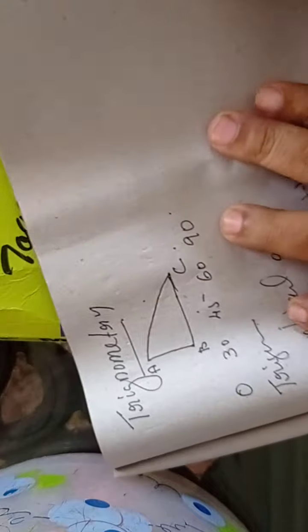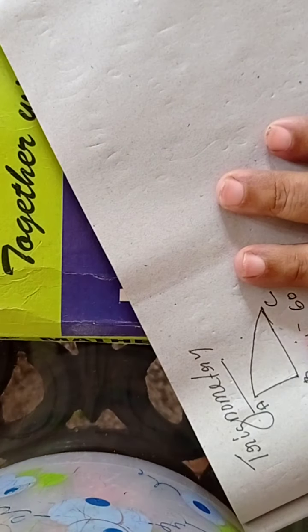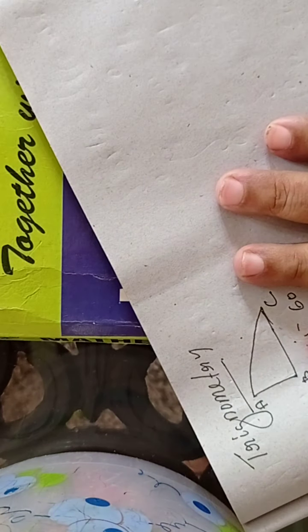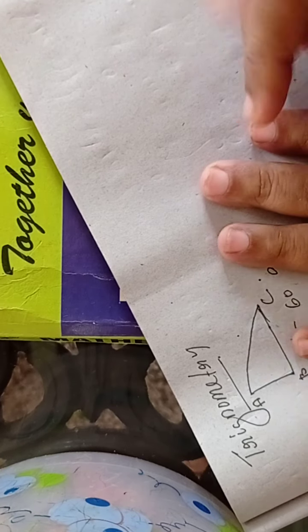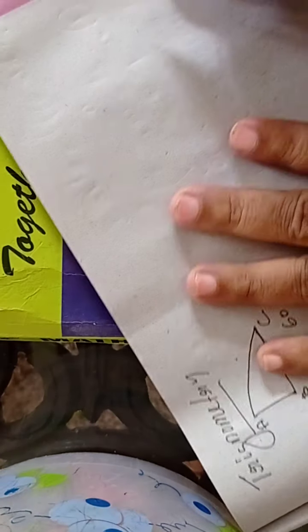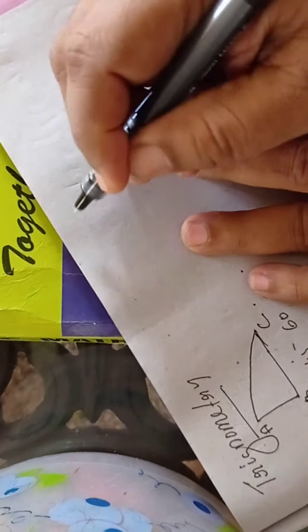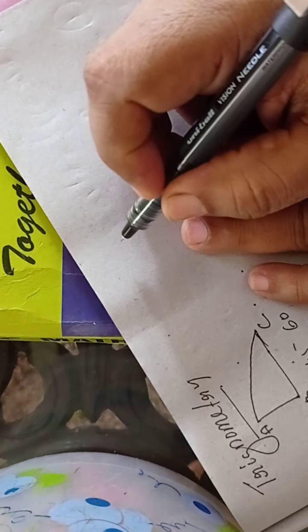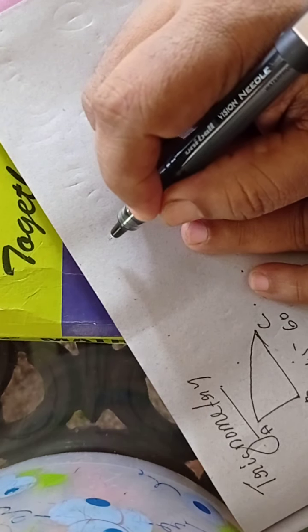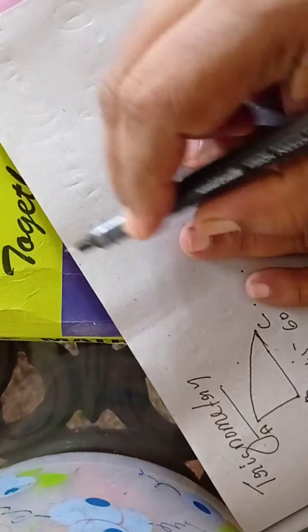Now, next one is trigonometrical ratios of complementary angles. Now listen. How can you find these angles here? We know complementary angles. What is the meaning of complementary angles? Sum of the angles is 90.